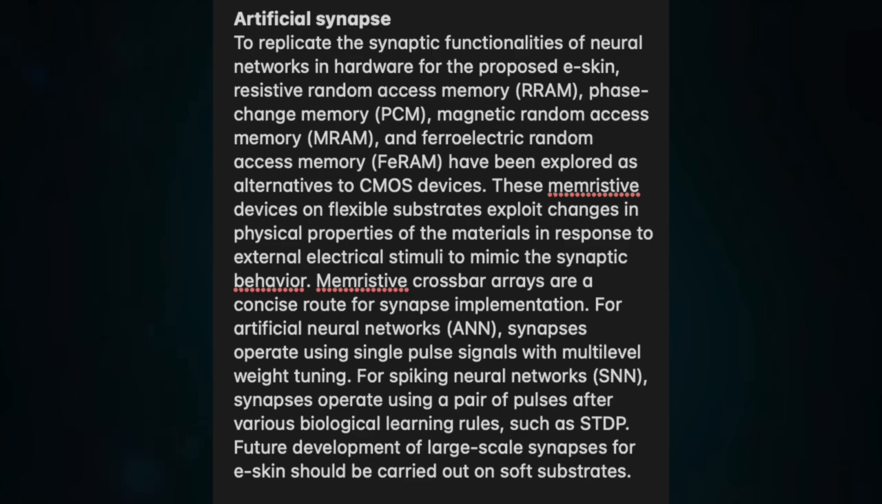These memristive devices on flexible substrates exploit changes in the physical properties of materials in response to external electrical stimuli to mimic synaptic behavior. Memristive crossbar arrays are a concise route for synapse implementation. For artificial neural networks, synapses operate using single pulse signals with multilevel weight tuning. For spiking neural networks, SNN, synapses operate using a pair of pulses following various biological learning rules, such as STDP. Future development of large-scale synapses for e-skin should be carried out on soft substrates.